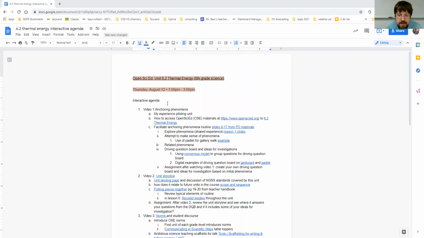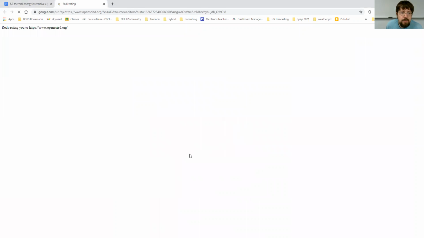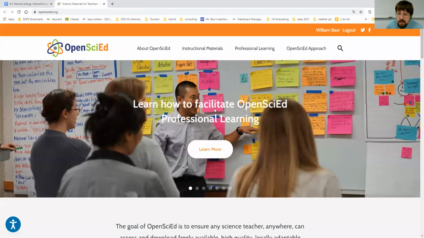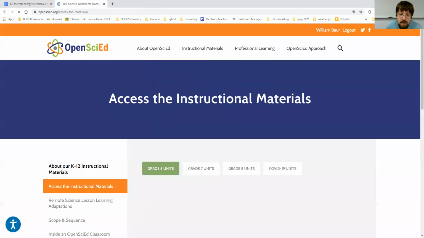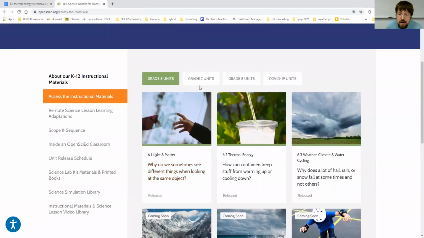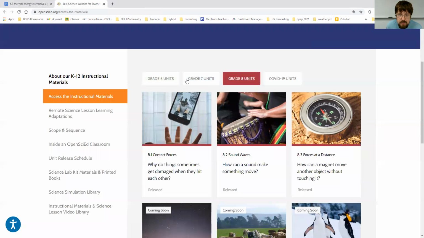So let's begin here to talk about the anchoring phenomena. Let's start by first accessing the unit materials. You go to OpenSciEd, and you'll need to create an account. It's free, and you click here to access instructional materials. And they have units in 6th, 7th, and 8th grade.